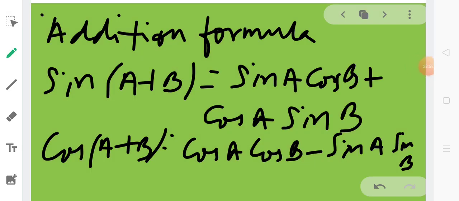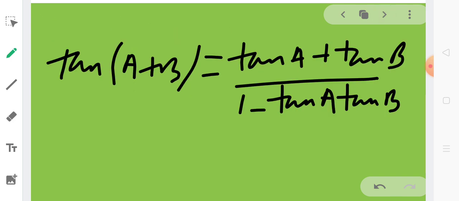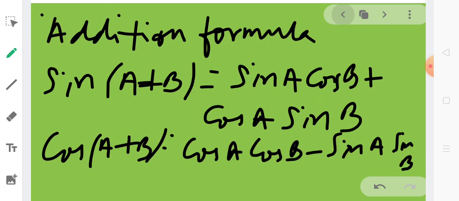Now we will discuss the addition formula. Sin of a plus b is equal to sin a cos b plus cos a sin b. Cos of a plus b is equal to cos a cos b minus sin a sin b. Tan of a plus b is equal to tan a plus tan b divided by 1 minus tan a tan b. Now these formulas you need to remember.